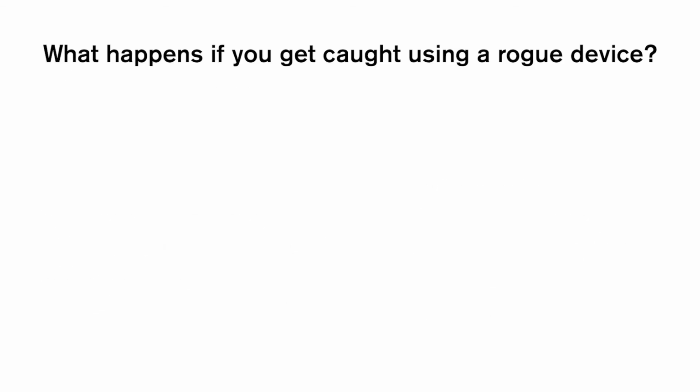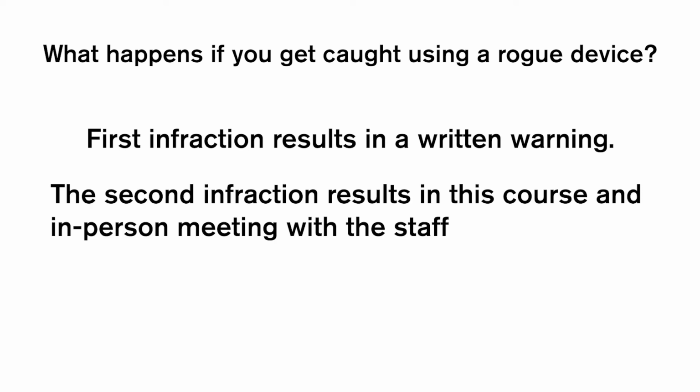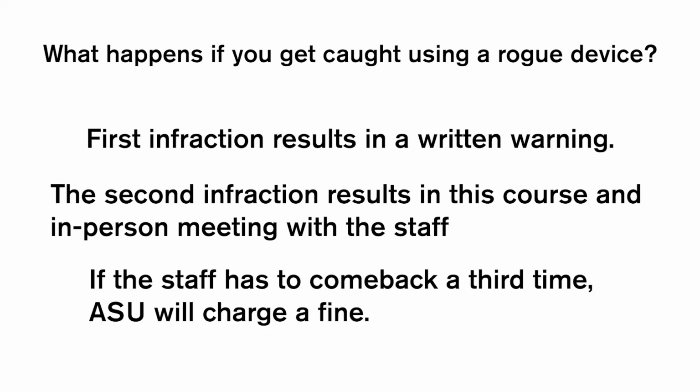Finally, what happens if you get caught using a rogue device? The first infraction results in a written warning. The second infraction results in discipline and an in-person meeting with staff. If the staff have to come back a third time, ASU will charge a fine.